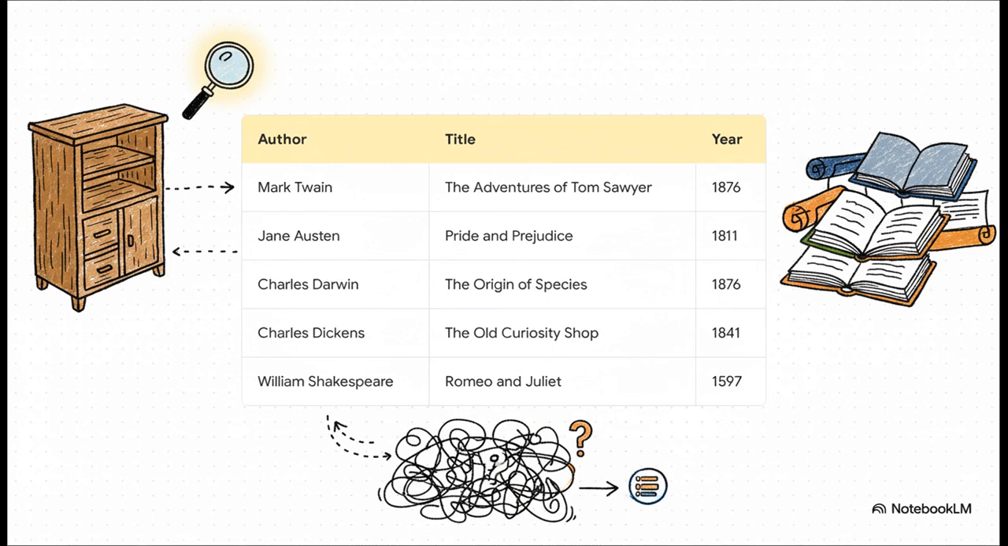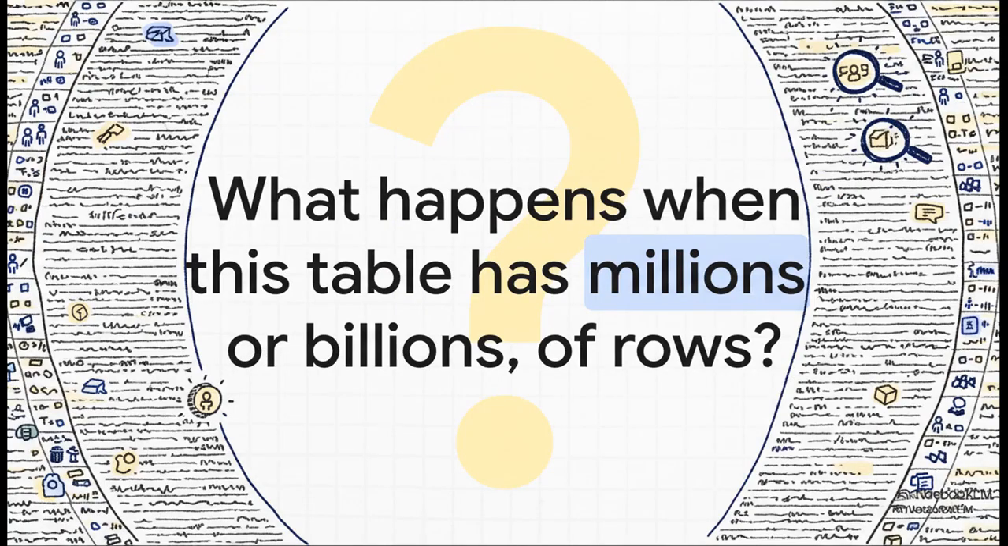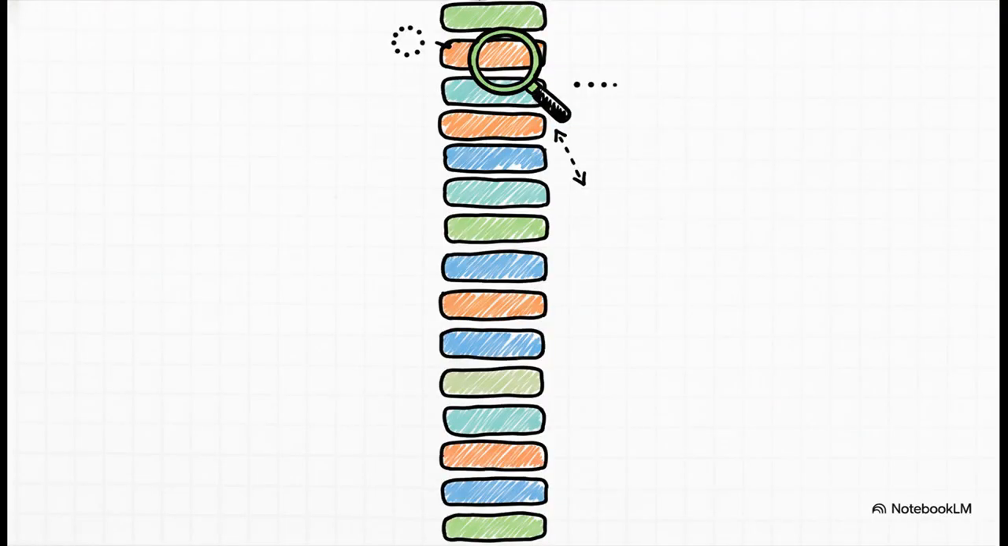Now, with just a few rows like this, finding what you're looking for is a piece of cake. But this is where the real problem starts. What happens when this table doesn't have 5 rows, but 5 million? Or what about 5 billion? All of a sudden, finding one specific entry becomes like searching for a needle in a continent-sized haystack. And here's the crucial part. Without an index, without a guide, the computer has no choice but to do exactly what we avoided with the book. It has to do a full scan.